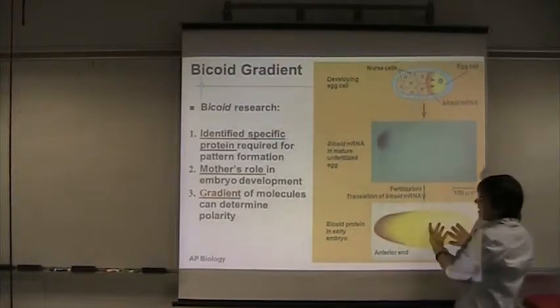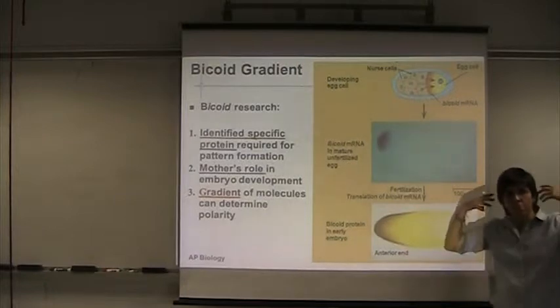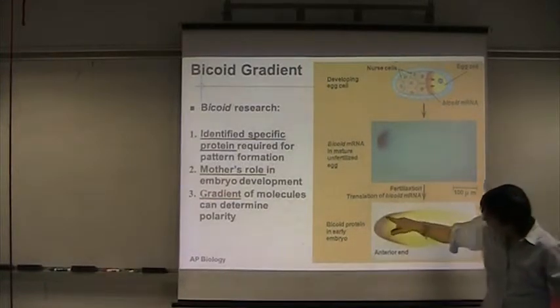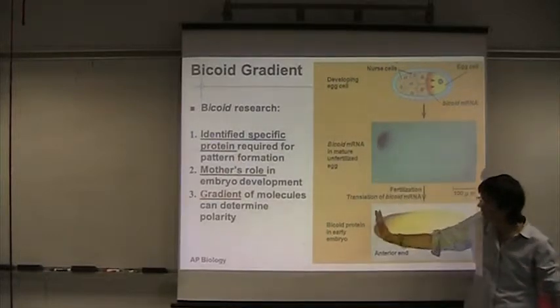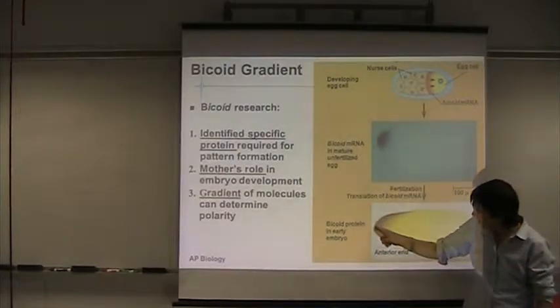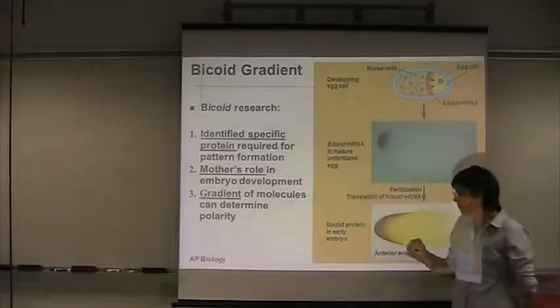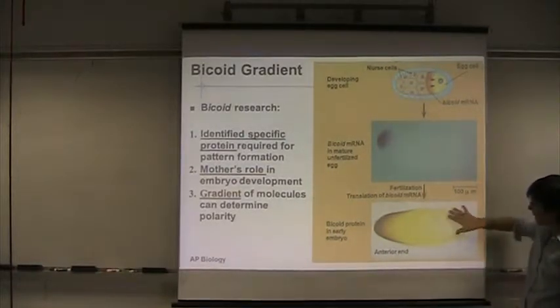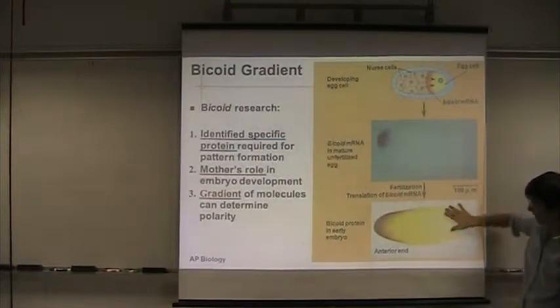Now, if you stain this egg to show where in the egg this bicoid protein is, notice that most of the protein, again, is where you expect, on that side. And notice that it's darker and lighter. It diffuses a little bit. But there is hardly any bicoid protein right here.